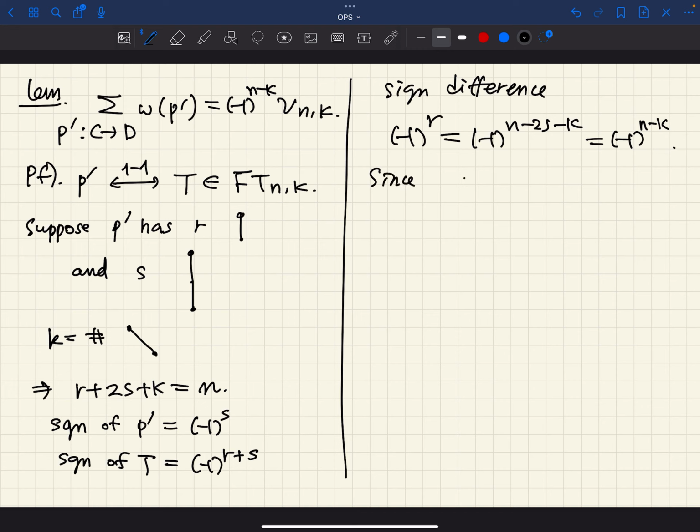Since the generating function for T, weight T equals nu, we get the lemma.